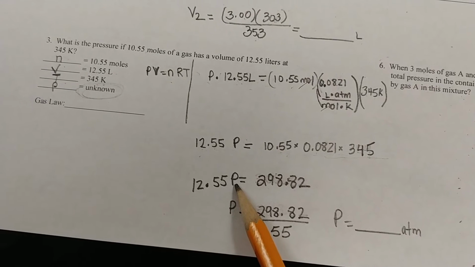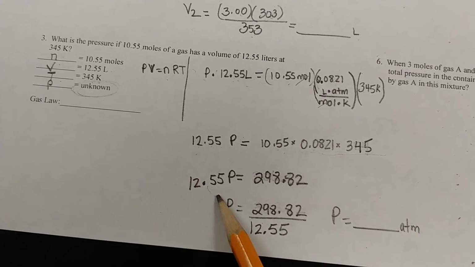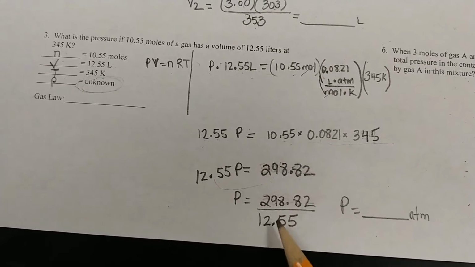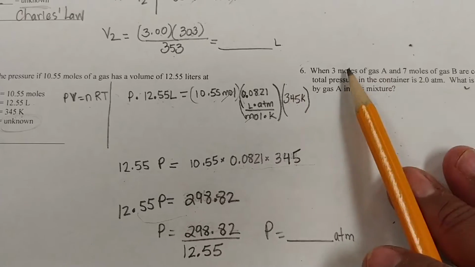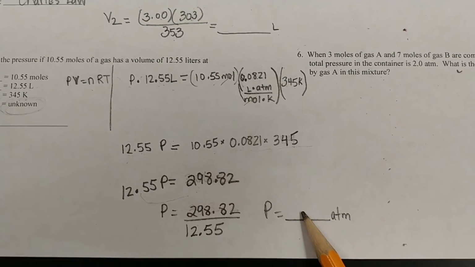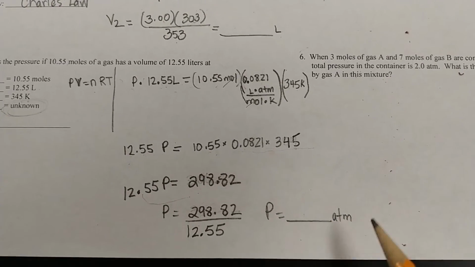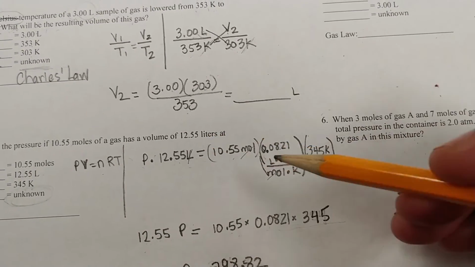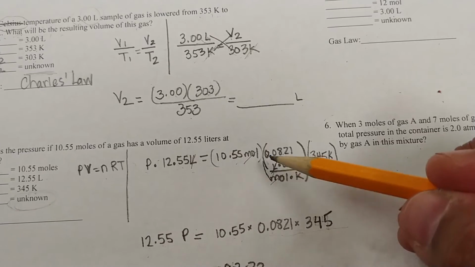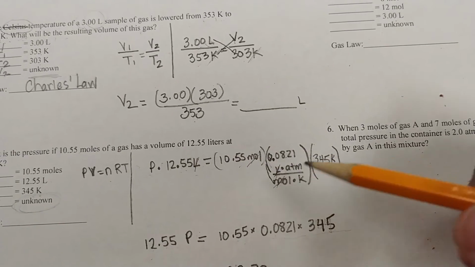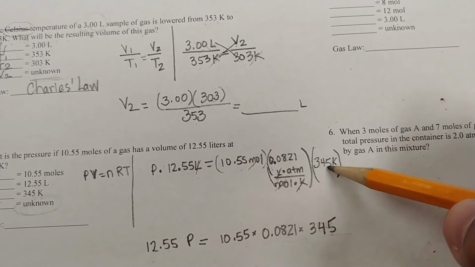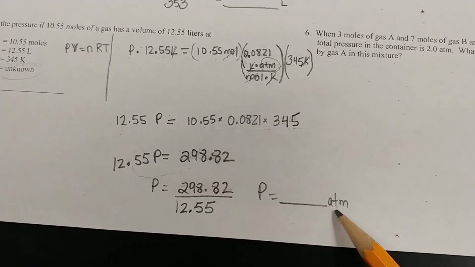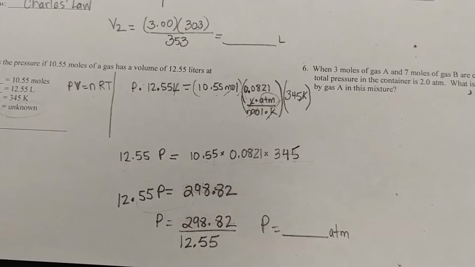Now to solve for P, we need to get P by itself. So we're going to place this underneath the 298.82. So it's going to be 298.82 divided by 12.55. And you're going to go ahead and do the math there and then get your answer. Why is it in atmospheres? Because if you go back to the units that you had before, liters cancels liters, moles cancels moles, Kelvin cancels Kelvin, and the only unit you have left over is atmospheres, which is a unit for pressure and the one you're going to use.